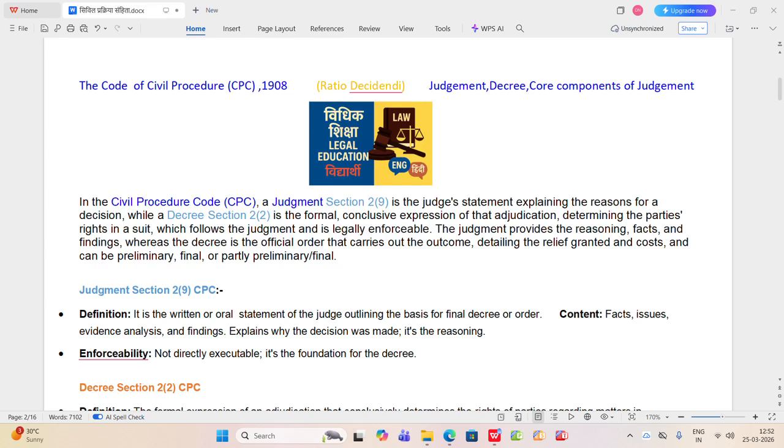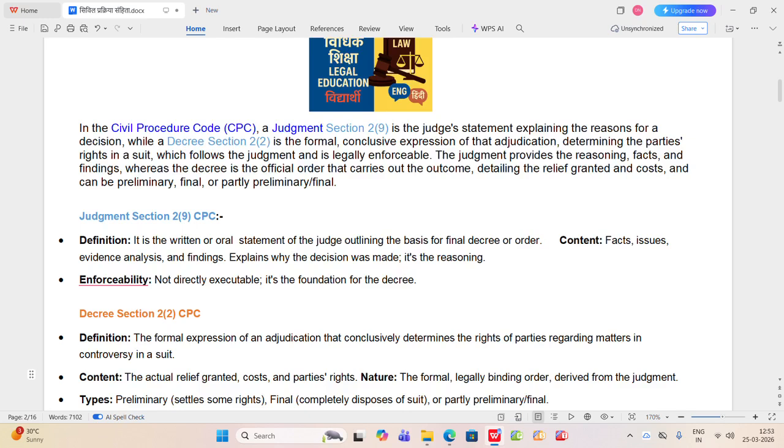Now I am going to discuss in detail. So judgment comes under section 2.9 of CPC. It is the written or oral statement of the judge outlining the basis for the final decree or order. So friends, you can say that judgment is the written or oral statement made by a judge explaining the basis of his decision regarding a case, and facts, issues and evidence submitted to the court are analyzed by the judge. Every point of that suit is resolved by the judge through his reasoning. He explains why the decision was made. Thus, the judge in his judgment gives the reasons for his decisions, but it is not directly executable.